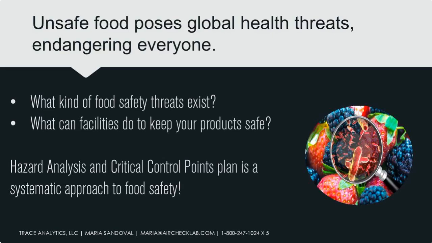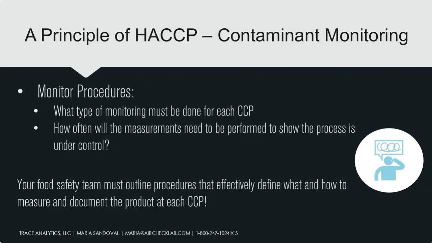But it is important that when you are going to address food safety in your facility, that you know what parts are important and what you consider hazard, what you consider risk, high risk, low risk, and that you define those risks for your system. So that really comes into play as a principle of the HACCP and contaminant monitoring. So when it comes to monitoring these contaminants, there are different types that you need to be mindful of.